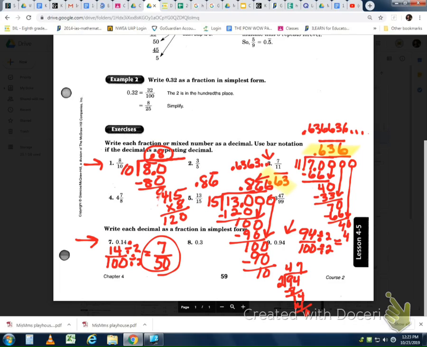Yes. 47 on top. What about 100 divided by 2? 50. Can we reduce 47 over 50? Nope. Nothing in common. So that is your final answer. Changing fractions to decimals and decimals to fractions.